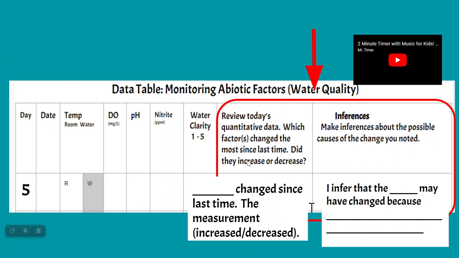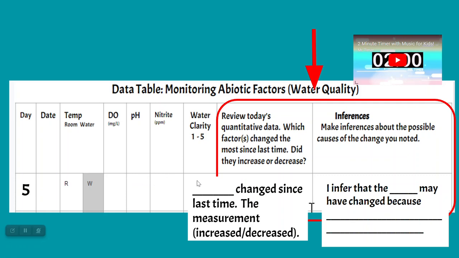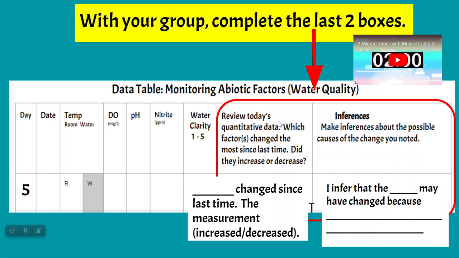Okay, and you also want to always look through your data. Is anything out of normal range? If it is, you want to make sure to mention that so that we can try to do something to get it back into normal range. And you always want to look and see what changed since the last time. And if something did change, can you make any inferences about why? Think about all of the things that are now in your ecosystems.